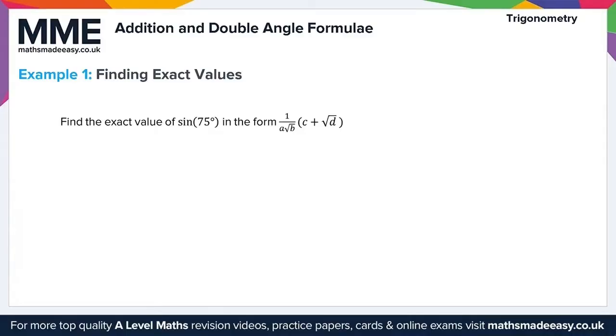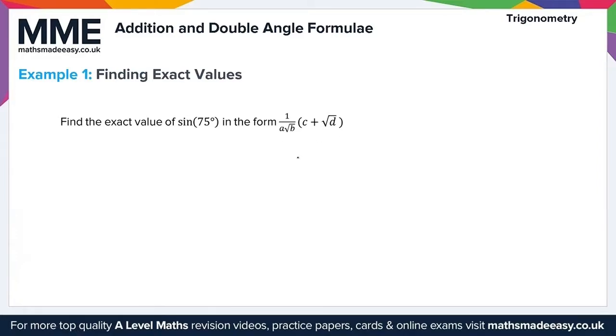In this example video, we're looking at finding exact values using the addition and double angle formulae. In this example, we're looking to find the exact value of sine of 75 degrees in the exact form presented here. What we want to do is split sine of 75 degrees into two smaller exact values that we know for the trigonometric function of sine, and then we can easily present it in this form.